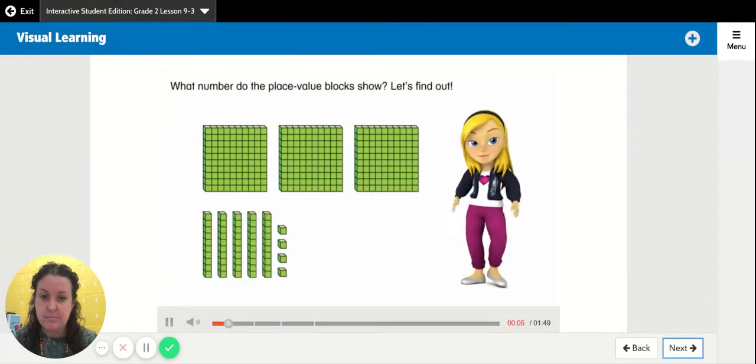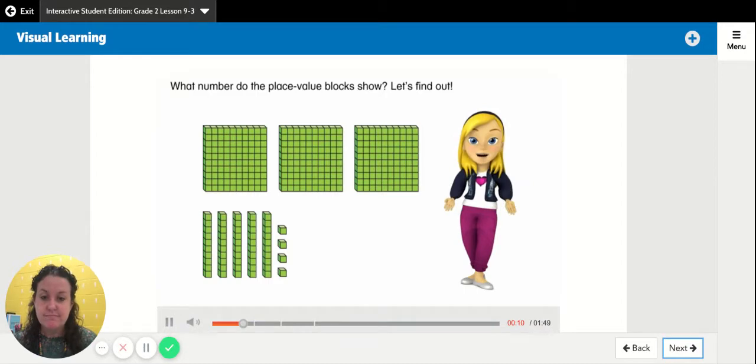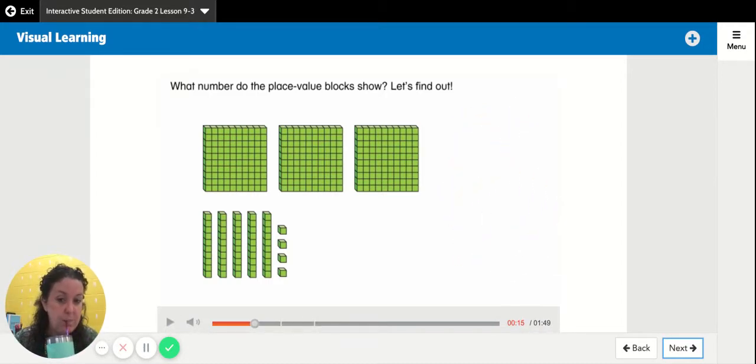What number do the place value blocks show? Let's find out. Look at the different types of place value blocks. What number do you think they show? Let's start with the big one. 100, 200, 300, 310, 320, 330, 340, 350, 351, 352, 353, 354. Let's see if that's right.